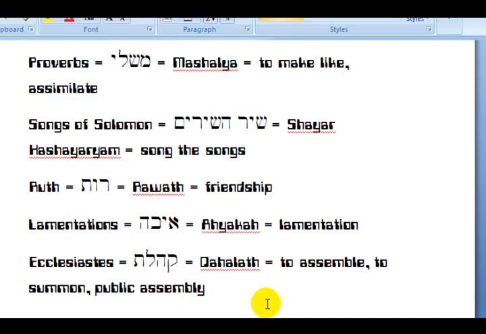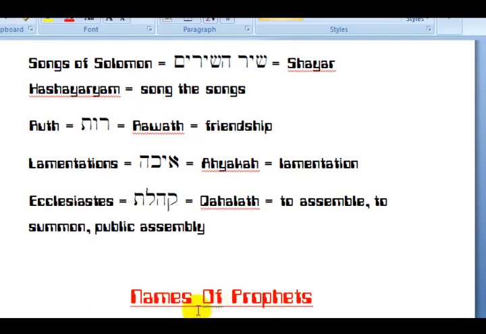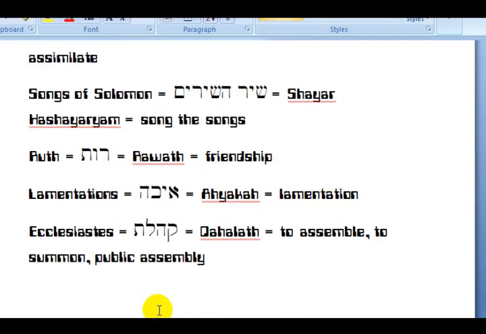All right. So with that, I'm gonna cut it there. The next part of it would be the names of prophets. So Lord willing, next time, I'll go into that.